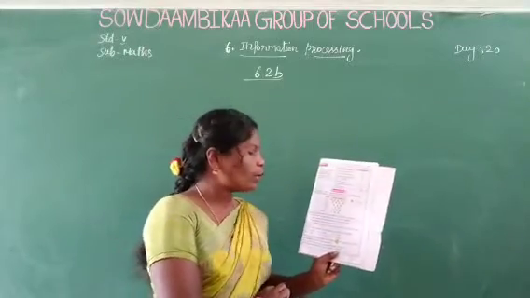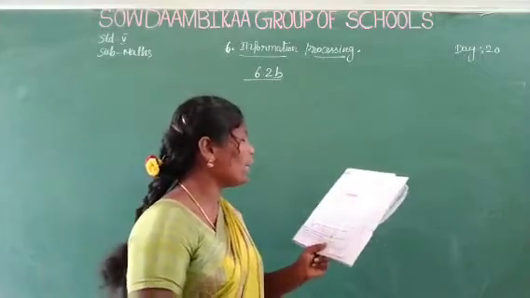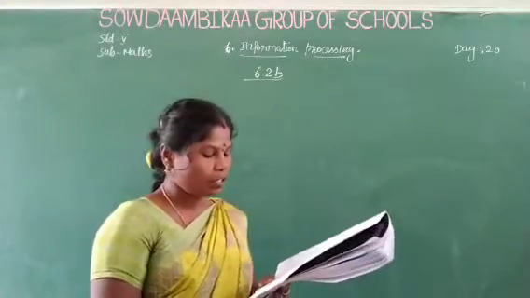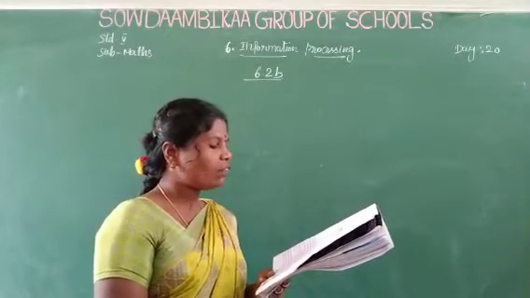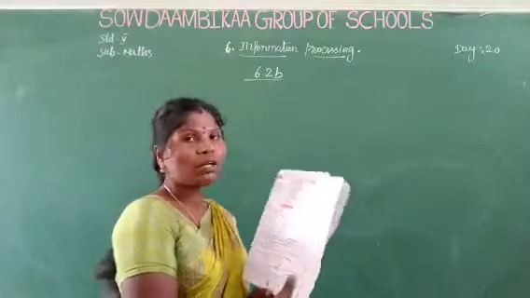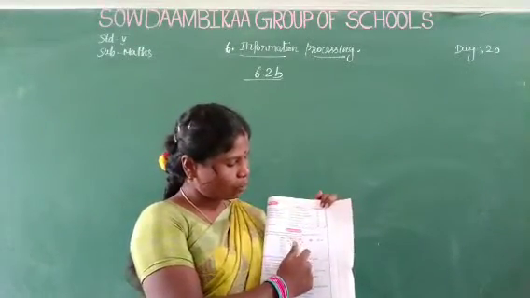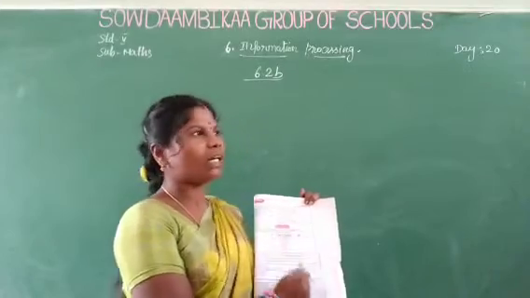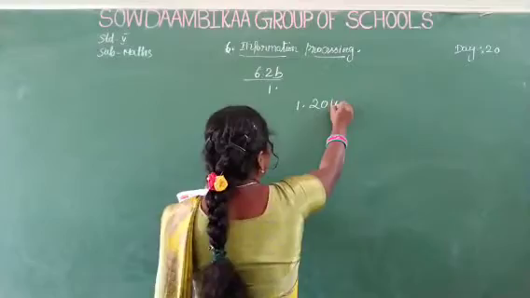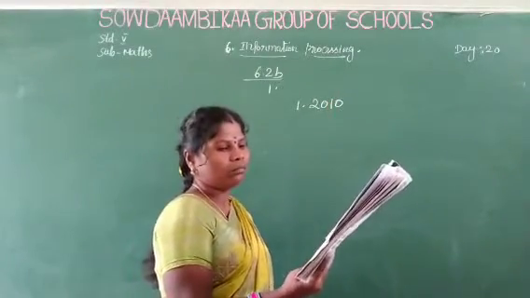Next, observe the pictograph and answer the following questions. First question, in which year was the paddy production maximum? Take your page, page number 89. See the first one. Which one is the maximum? First one, second one, third one, fourth. First one is the maximum. So the answer is the first one, 2010, because this one is 500 kilograms.